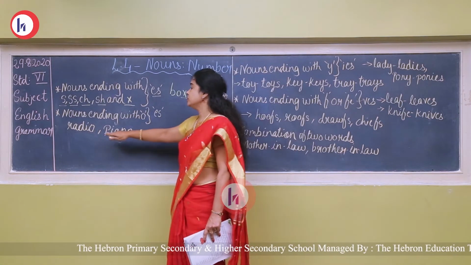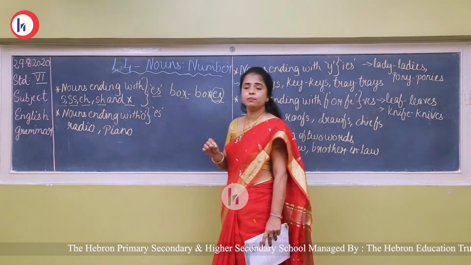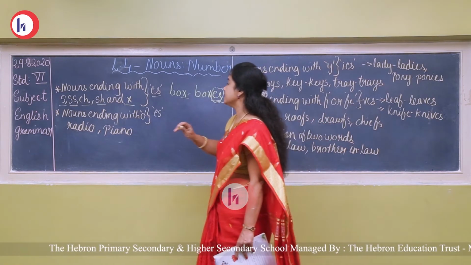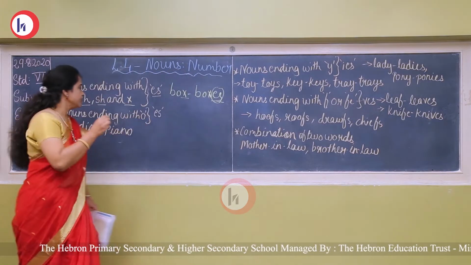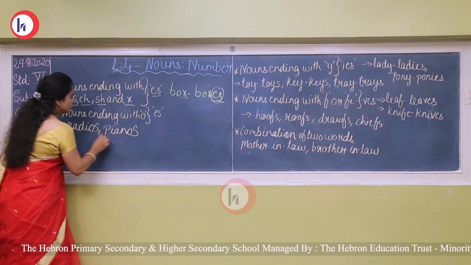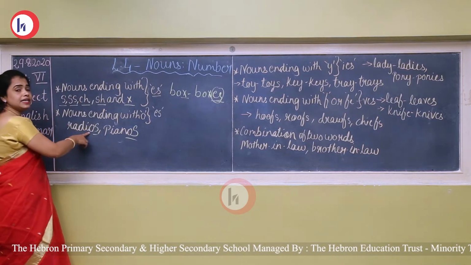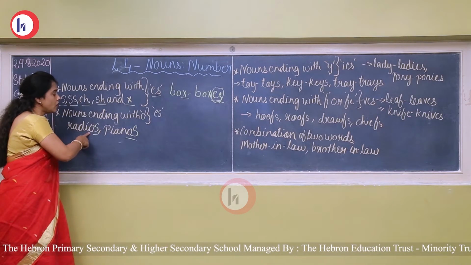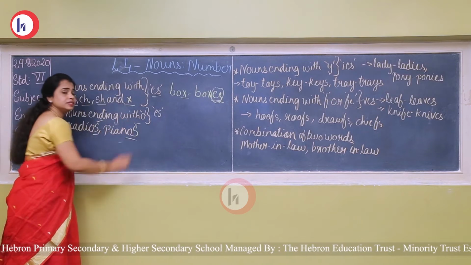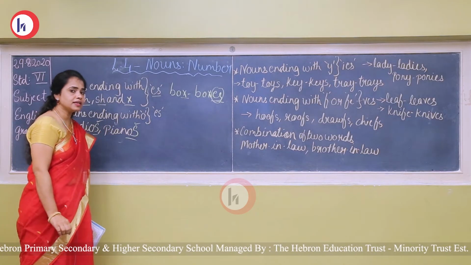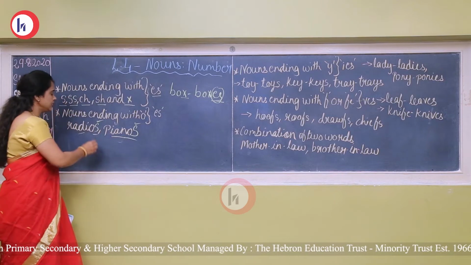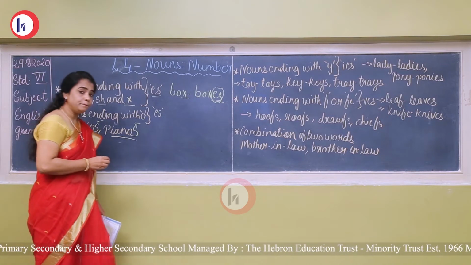But there are two or three words for which you do not put ES in the plural form, but instead just put an S. For example, radio. You will put an S: radios. For piano, you will put an S. Though it ends with O, you are not putting an ES, you are only putting an S at the right-hand side. So be careful whenever these two words are given during the exam, that is radio and piano.